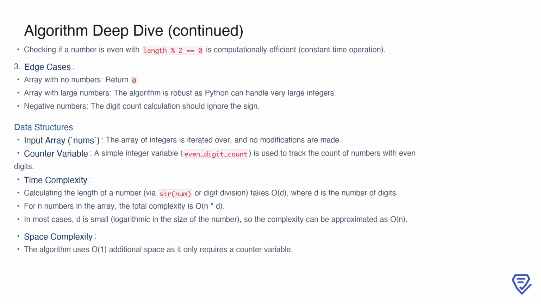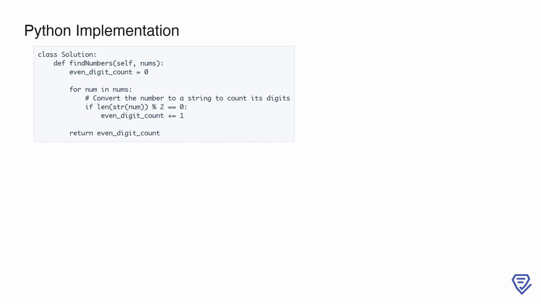The time complexity of the algorithm is O(n*d), where n is the number of elements in the array, and d is the number of digits in each number. Since d is typically small and logarithmic with respect to the number's size, the complexity is often approximated as O(n). The space complexity is O(1), as we only use a constant amount of additional memory. This Python solution solves the problem of finding numbers with an even number of digits in a given list.